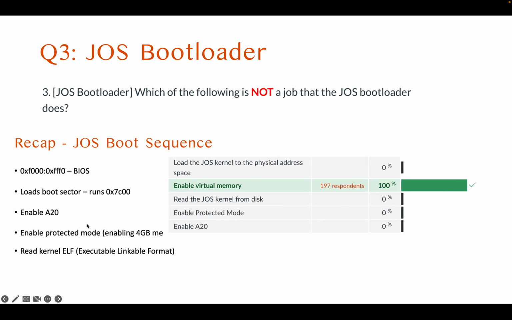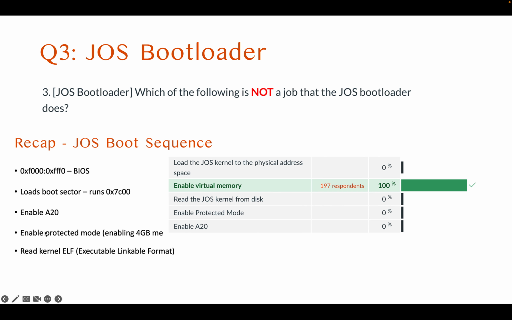And then let's take a look at the selections. The first selection is an incorrect answer, which means that the JOS bootloader does do that. Load the JOS kernel to the physical address space, read the kernel ELF, that's the thing. Read the JOS kernel from disk, so read the kernel ELF, that's also included in the bootloader's job.